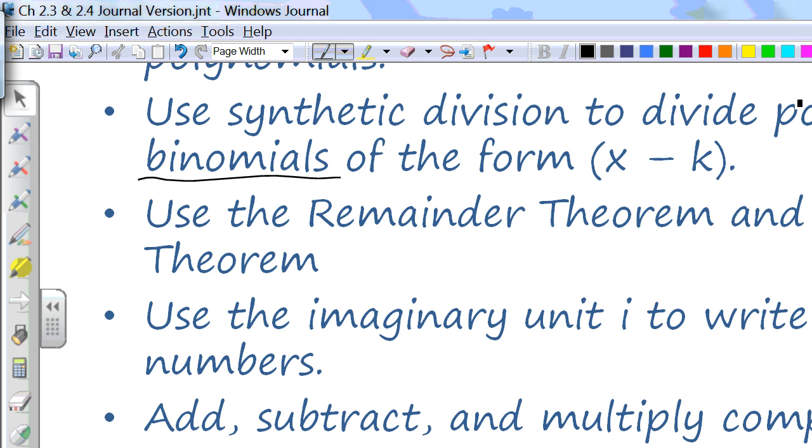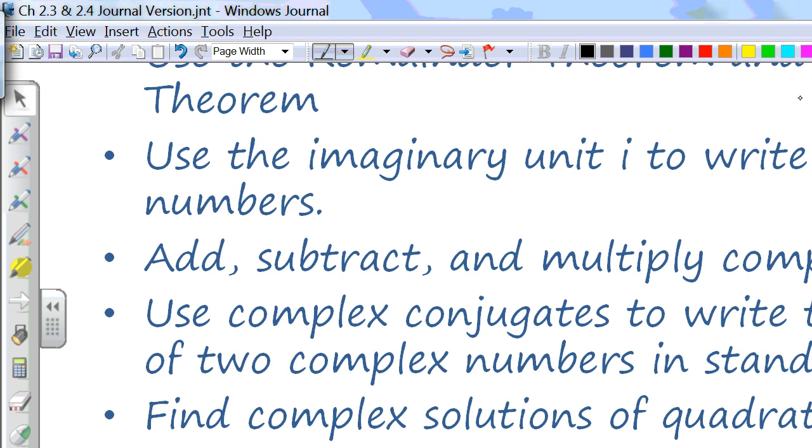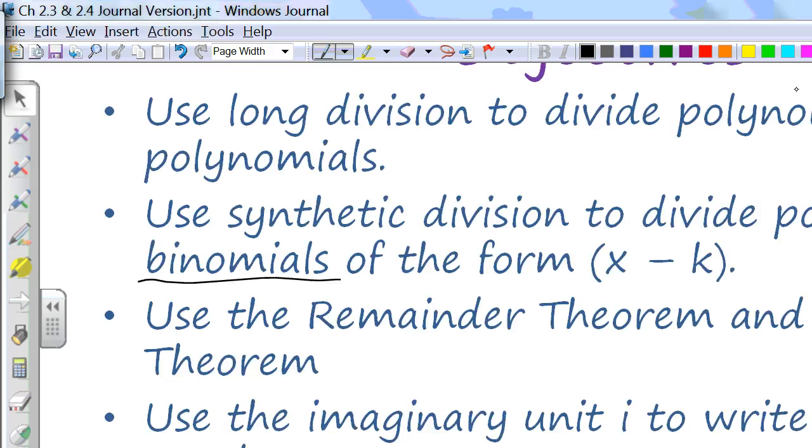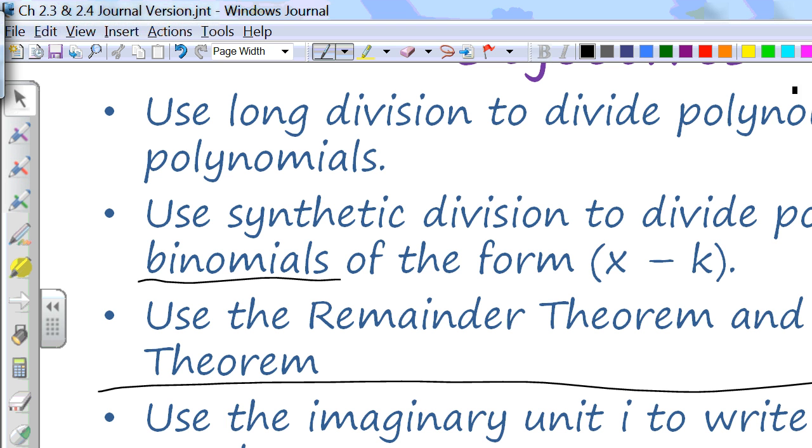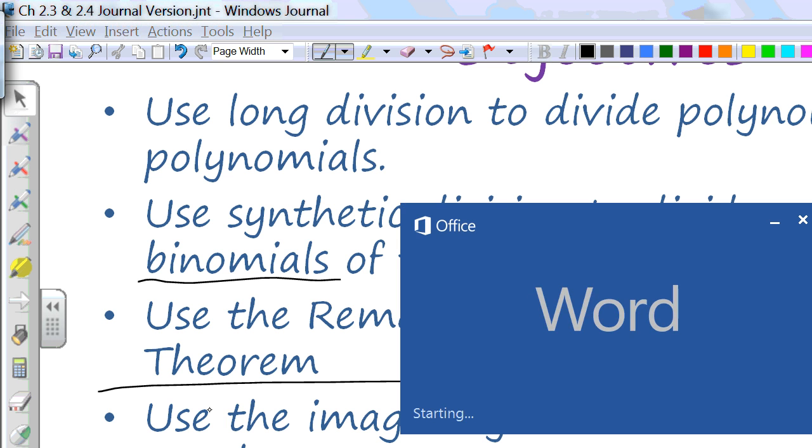Use the imaginary unit i to write complex numbers. Okay, that part is section 2.4. So 2.3 is above, 2.4 is below the line.